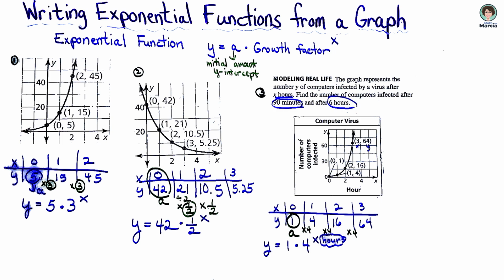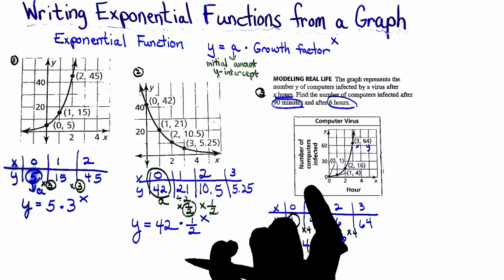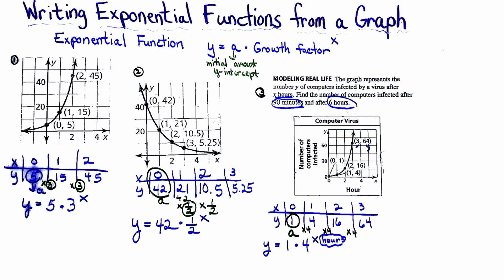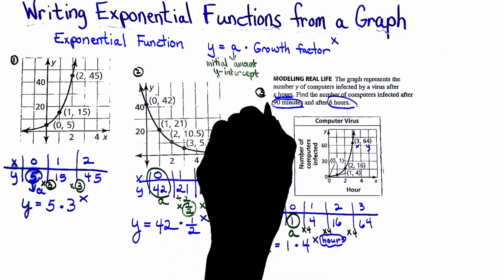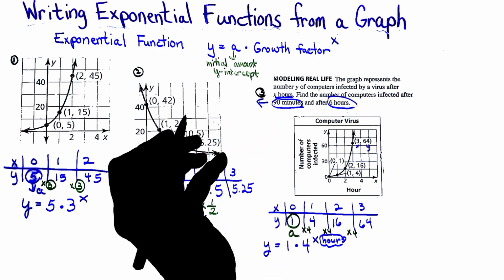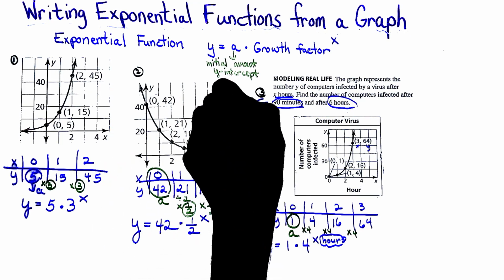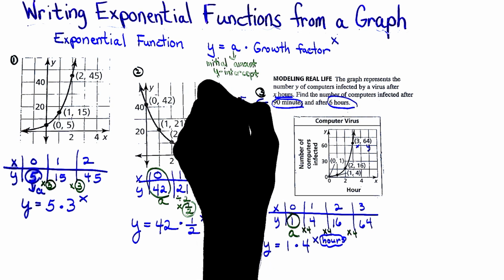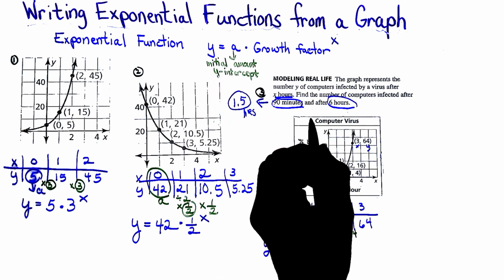So the reason I stress that is because now we're going to use this function, and we're going to find 90 minutes, and then we will find 6 hours. So for that 90 minutes, we need to convert that to how many hours that is. And that's actually 1.5 hours. That's important because we are going to use this number, not the 90.